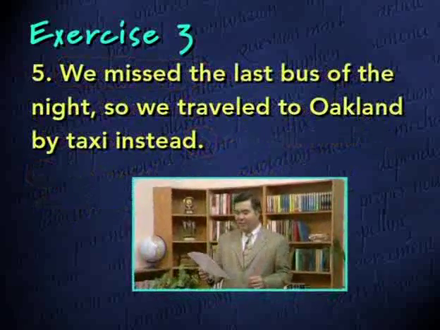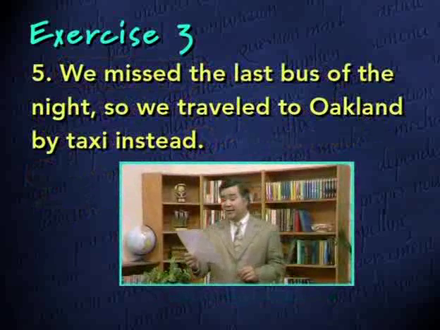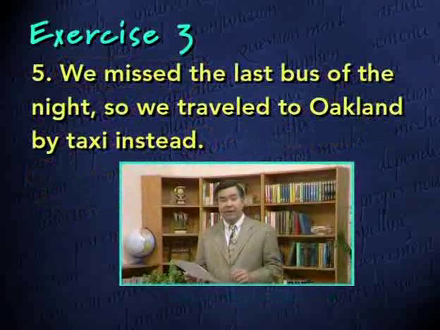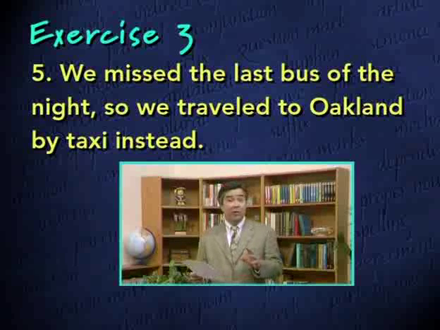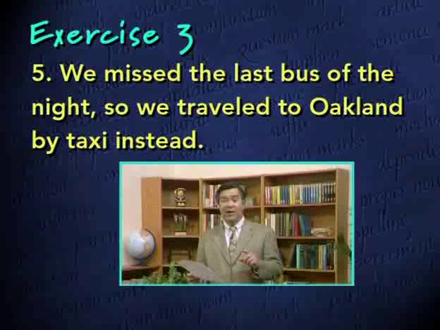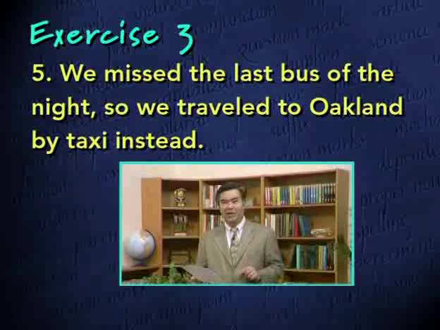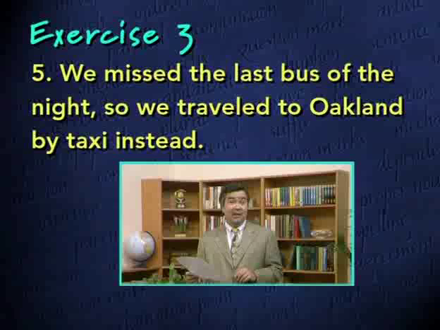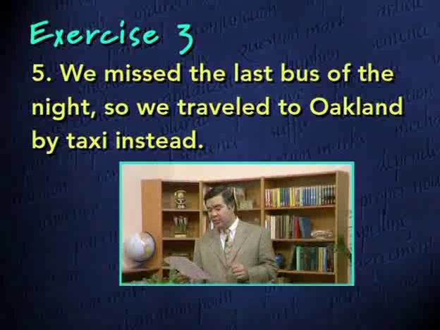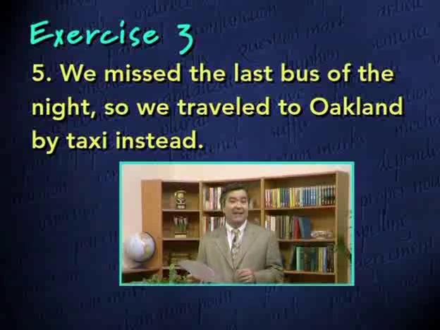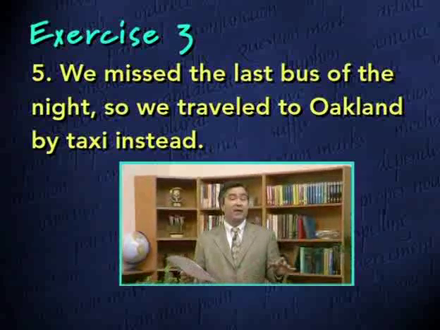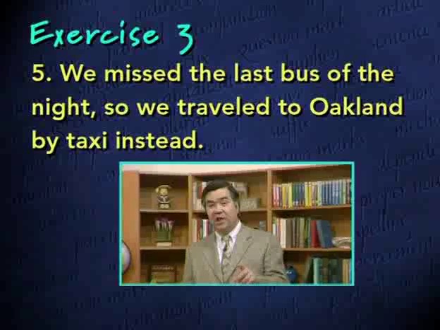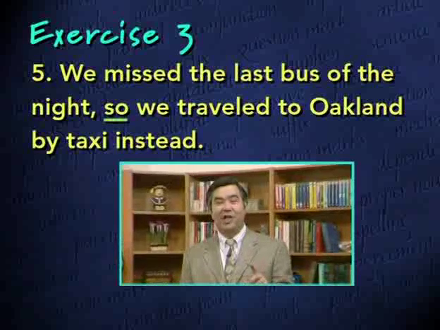Now our last example. We missed the last bus of the night, so we traveled to Oakland by taxi instead. In this sentence, we have two independent clauses joined by a coordinating conjunction. The first clause is, we missed the last bus of the night. The second clause is, we traveled to Oakland by taxi instead. Both are independent clauses because each could stand alone as a sentence. The two clauses are linked by a coordinating conjunction.